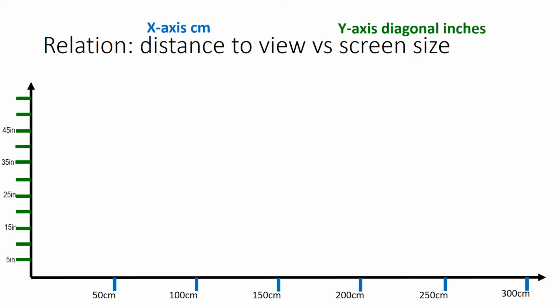Let's look a little more closely at this. The distance to viewing versus the screen size. On the x-axis below in blue, we see distances measured in 50 centimeters, 100 centimeters, 150 centimeters, and so forth, all the way up to 300 centimeters or 3 meters. On the right, mixing and matching measurement systems, the diagonal size of the screen. I start with 5 inches and go all the way up to 55 inches.